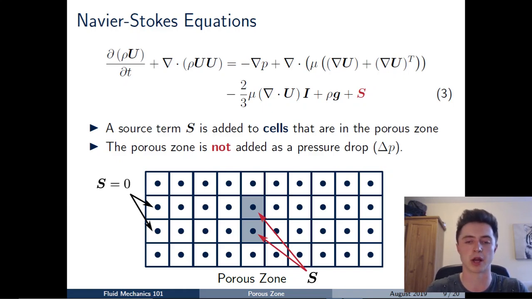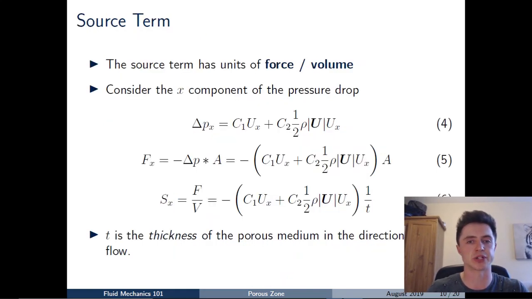The source term is applied at the cell centroids there. So we know what the pressure drop will be across our porous zone, but what is the source term going to be that we add to the Navier-Stokes equations? The first thing to note is that source terms in general in the Navier-Stokes equations have units of force per unit volume. Now, this is common across all transport equations that you may solve.